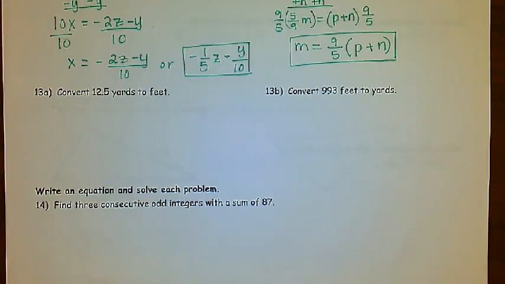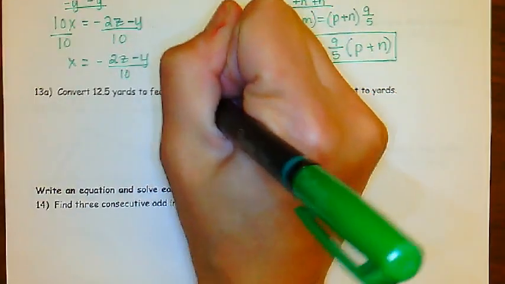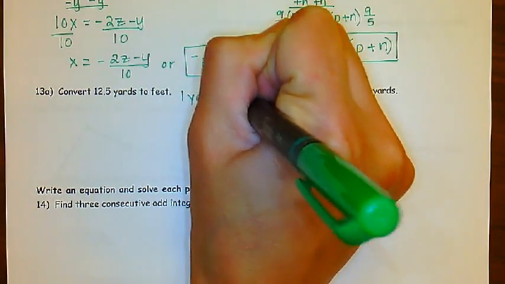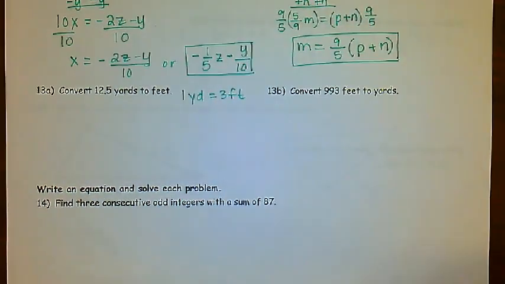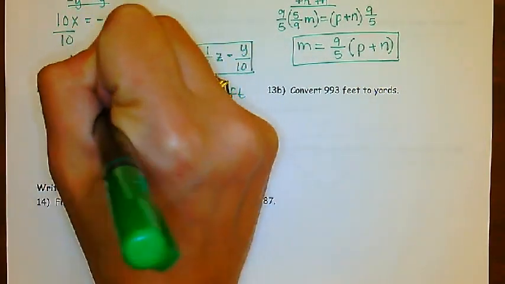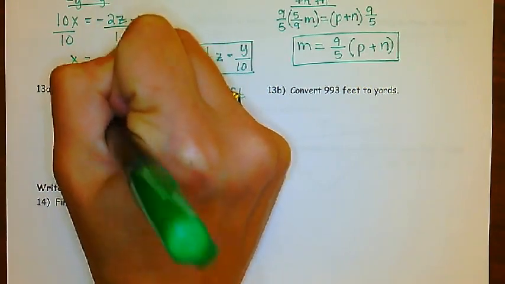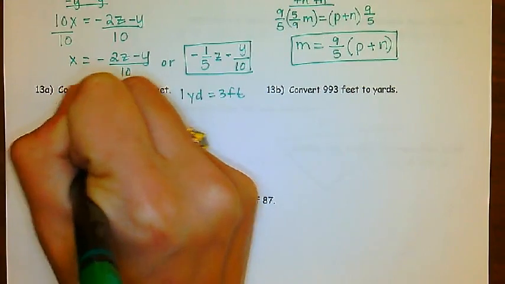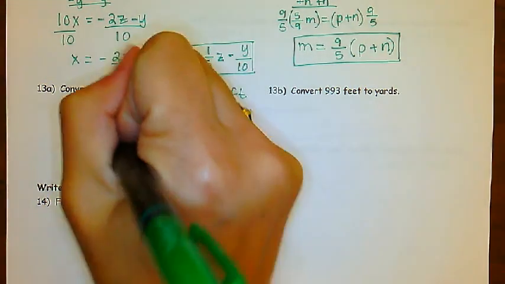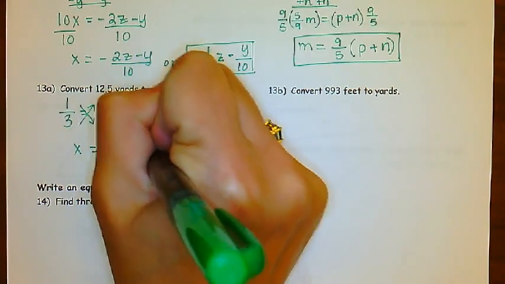Okay, next one. Convert 12.5 yards to feet. So the first thing I notice is that 1 yard equals 3 feet. So that works for both of them. So next thing we're going to do is write a proportion and convert. So I'm going to do yards over feet. So 1 over 3 is equal to 12.5 over x. Cross multiply, and you should get 37.5 feet.